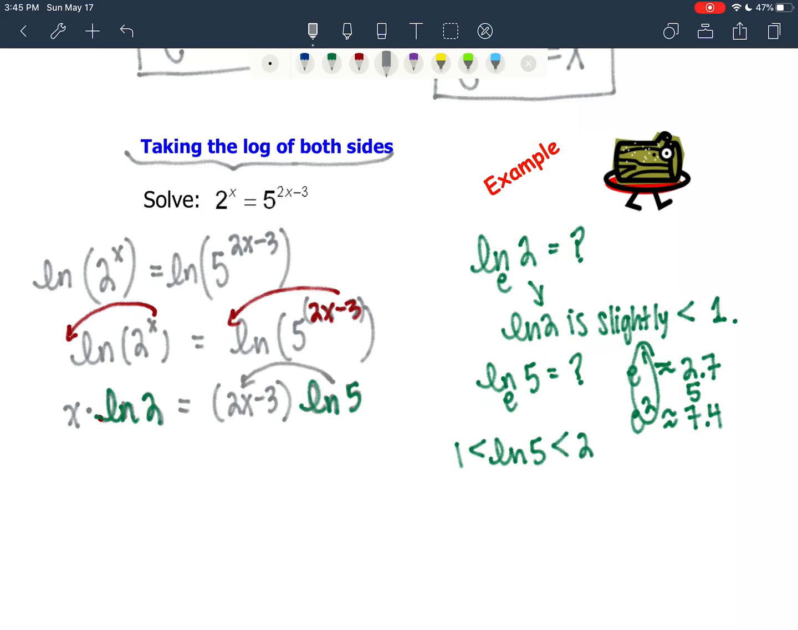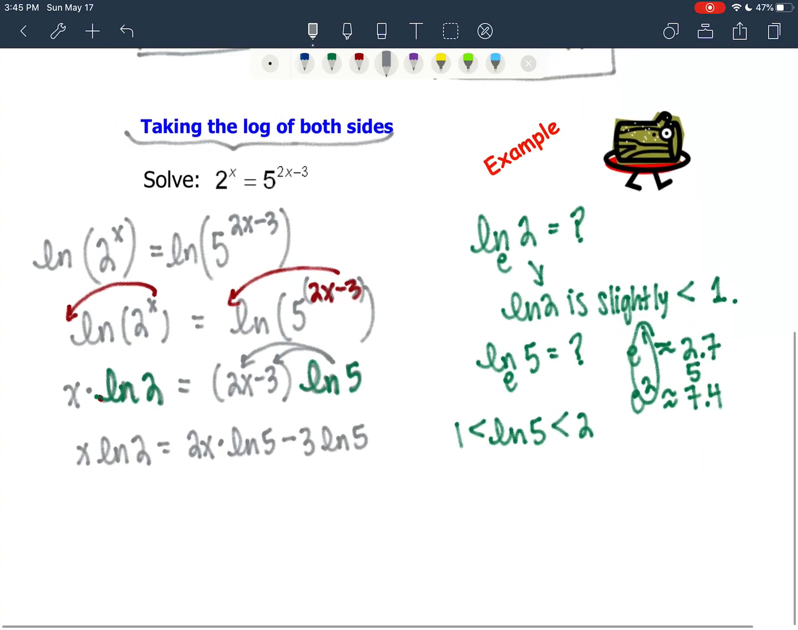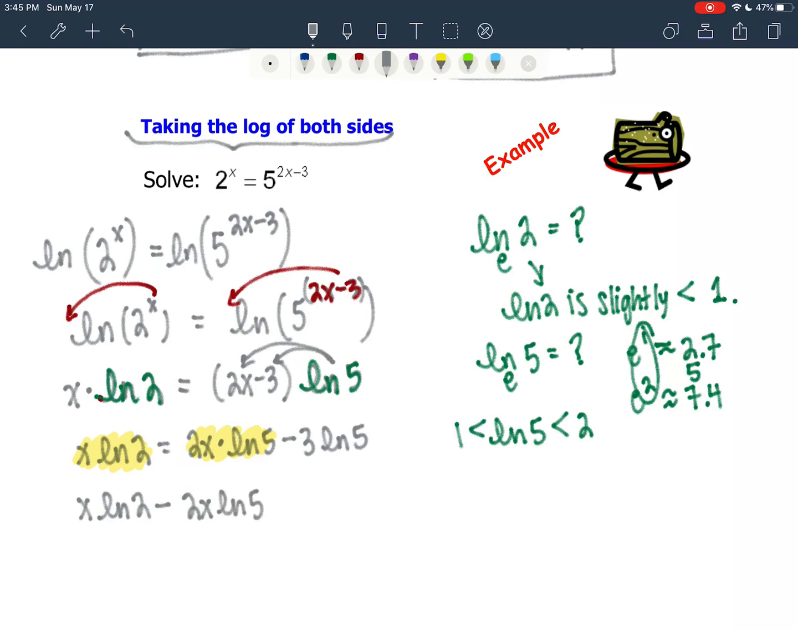We're going to distribute that decimal number. So I've got x times the natural log of 2 is equal to 2x times the natural log of 5 minus 3 times the natural log of 5. Remember, the natural log of 5 is just some decimal number. I have a variable term and a variable term. I'm going to get them on one side of the equation. So I'll have x times the natural log of 2 minus 2x times the natural log of 5 equals negative 3 natural log of 5.